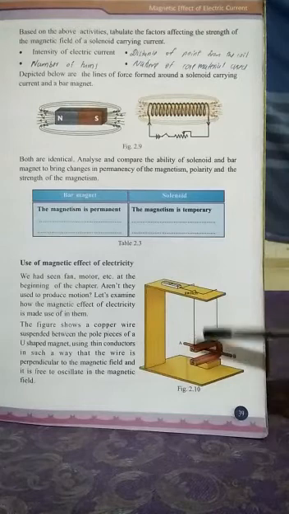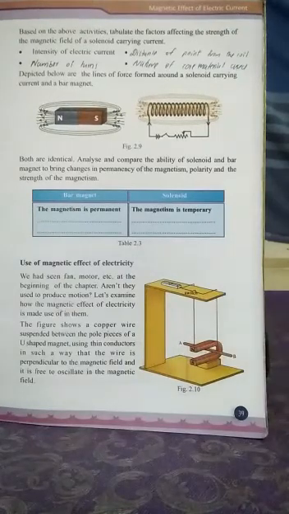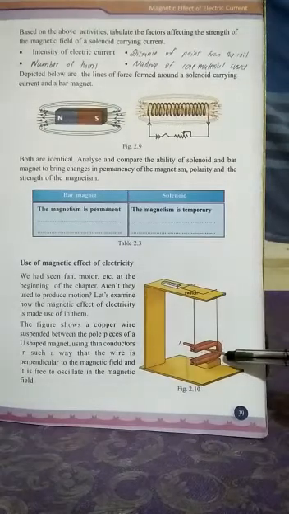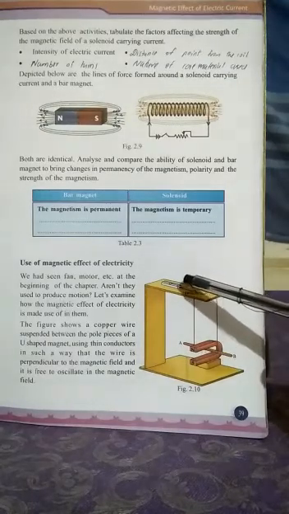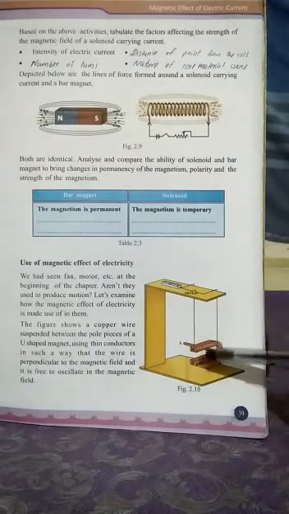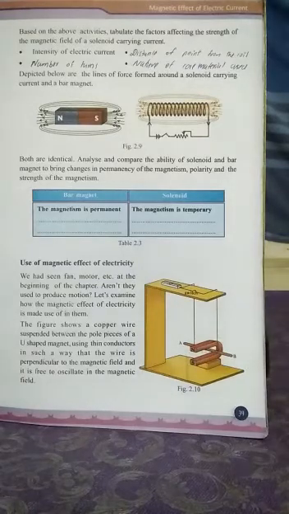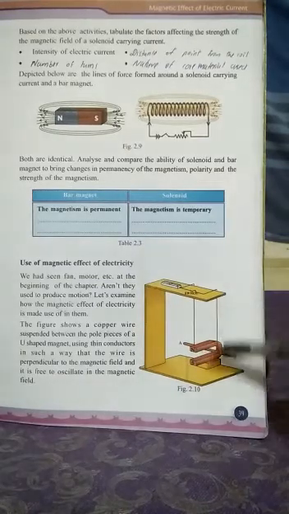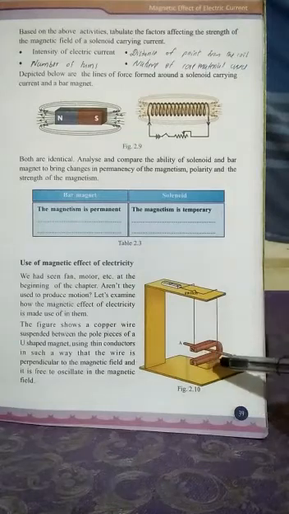So dear children, the direction of motion of the conductor can be changed by changing the direction of current or by changing the direction of the poles of the magnet. I hope all of you understood this point.